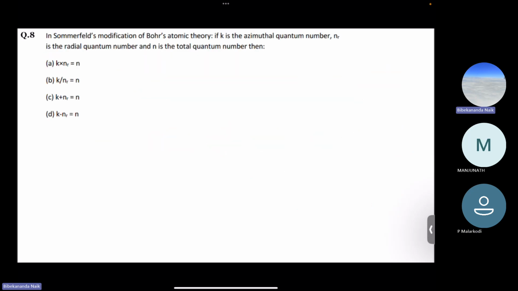Okay, so now we will move to question number 8. Question number 8 says, in Sommerfeld's modification of Bohr's atomic theory, if k is the azimuthal quantum number, nr is the radial quantum number, and n is the total quantum number, then what is the relationship between k, nr, and n? So nr into k is n, k divided by nr is equal to n, k plus nr is equal to n, and k minus nr is equal to n. So I would like you to think about it, and then we will discuss what will be the correct option according to Bohr-Sommerfeld theory.